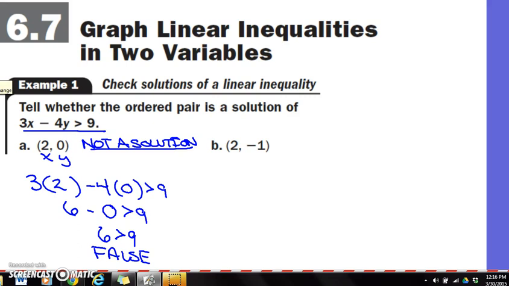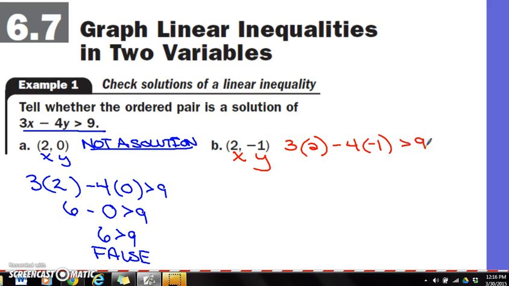All right, the same thing happens in part B. You're going to use the same 3x minus 4y is greater than 9, and you're going to plug in and see if it's a solution. So we are going to have 3 times, what's our x? 2. 3 times 2 minus 4 times negative 1 is greater than 9.